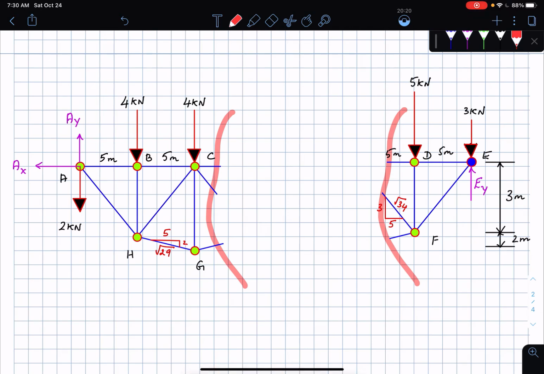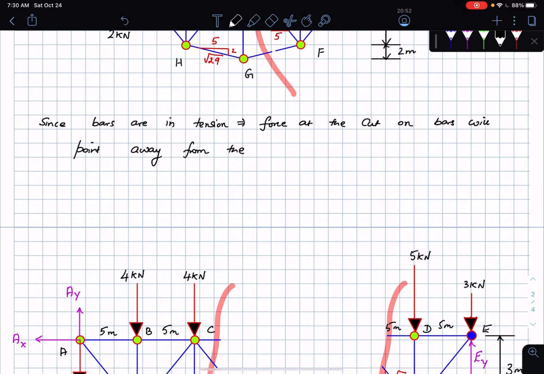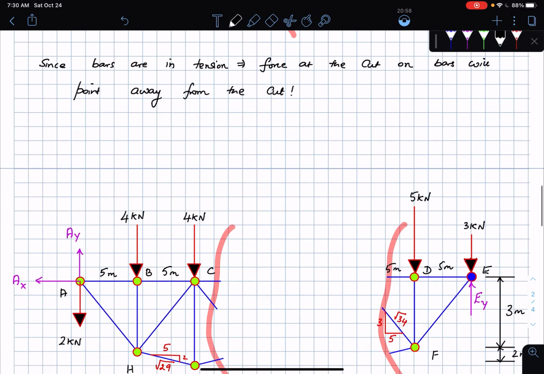Okay, so here I'm going to have a force. Because you're assuming it to be in a state of tension, the forces are always going to point away from the cut. Okay, so let's maybe write that statement down. Okay, so since the bars are in tension, the force at the cut on the bars will point away from the cut. Okay, so what I mean is, if I have a force on this bar CD, then this force is going to be pointing away from the direction of the cut.